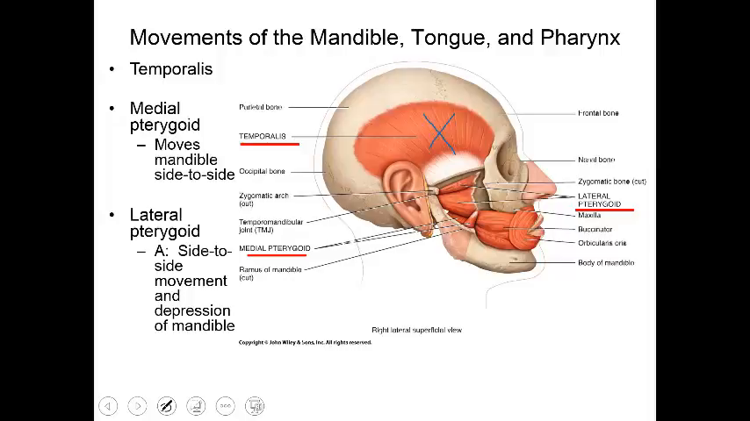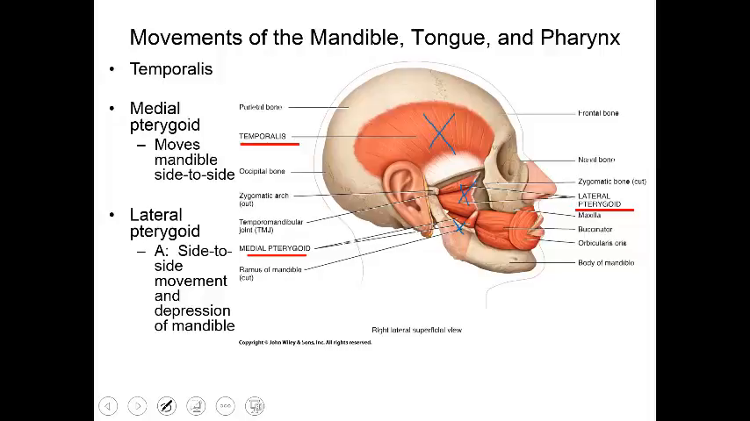Now the next set of muscles are kind of in the region where you have the pterygoid processes of the sphenoid bone. And you have 2 pterygoid processes, right? You have the medial pterygoid process and the lateral pterygoid process. So the muscles in that region are called the medial pterygoids, right there. And then you have the lateral pterygoids oriented towards the lateral pterygoid processes.